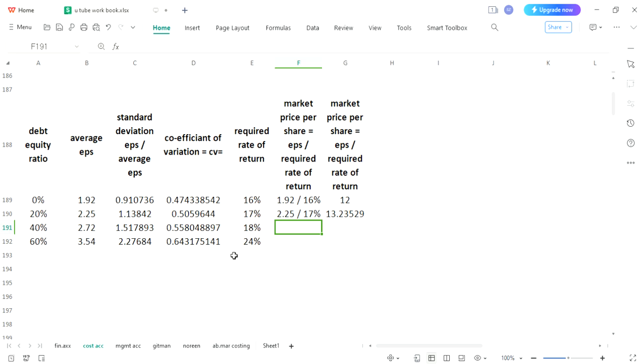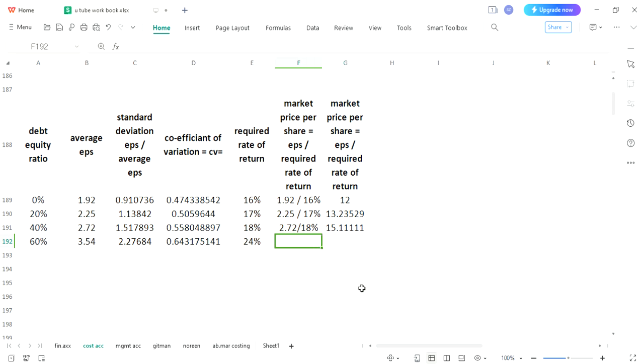Okay, next step is to put EPS 2.72. It would be divided by percentage 18%. Statement is completed. Now you can put it on your calculator. 2.72 divided by 18%. 18 divided by 100 means 0.18. So we have got our third price per share 15.